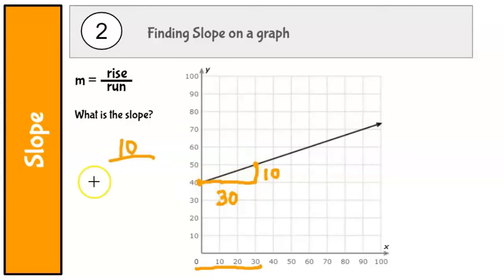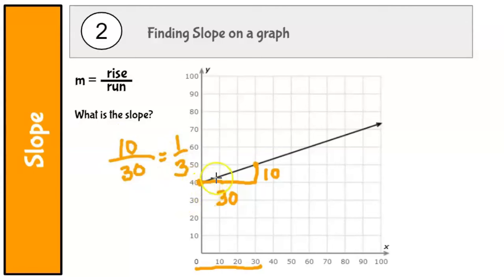Running is this way, left and right. And I can still simplify that. Now I said if you pick the two closest to each other, you wouldn't have to simplify. But I did because I'm going by tens. If I were to zoom in on this, there would be a closer point. You just can't see it. So this simplifies, the zeros cancel out, and my slope is 1/3.